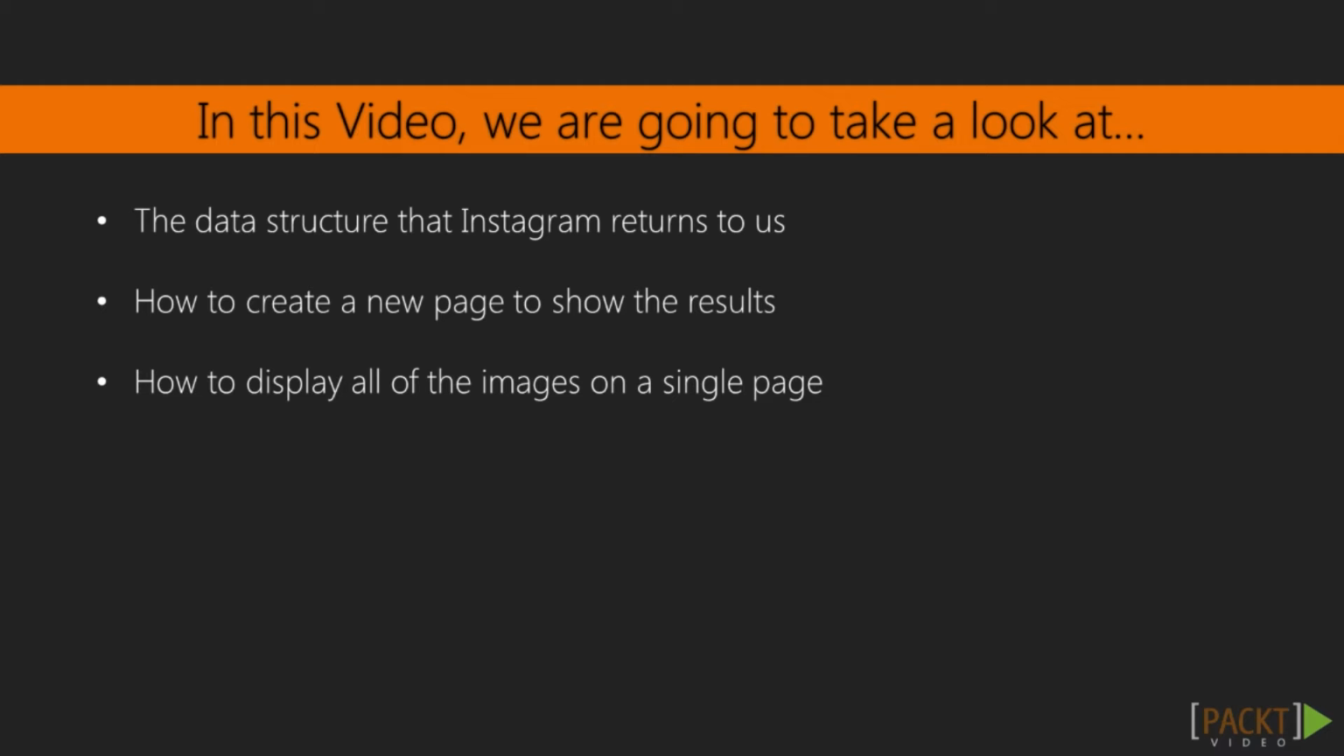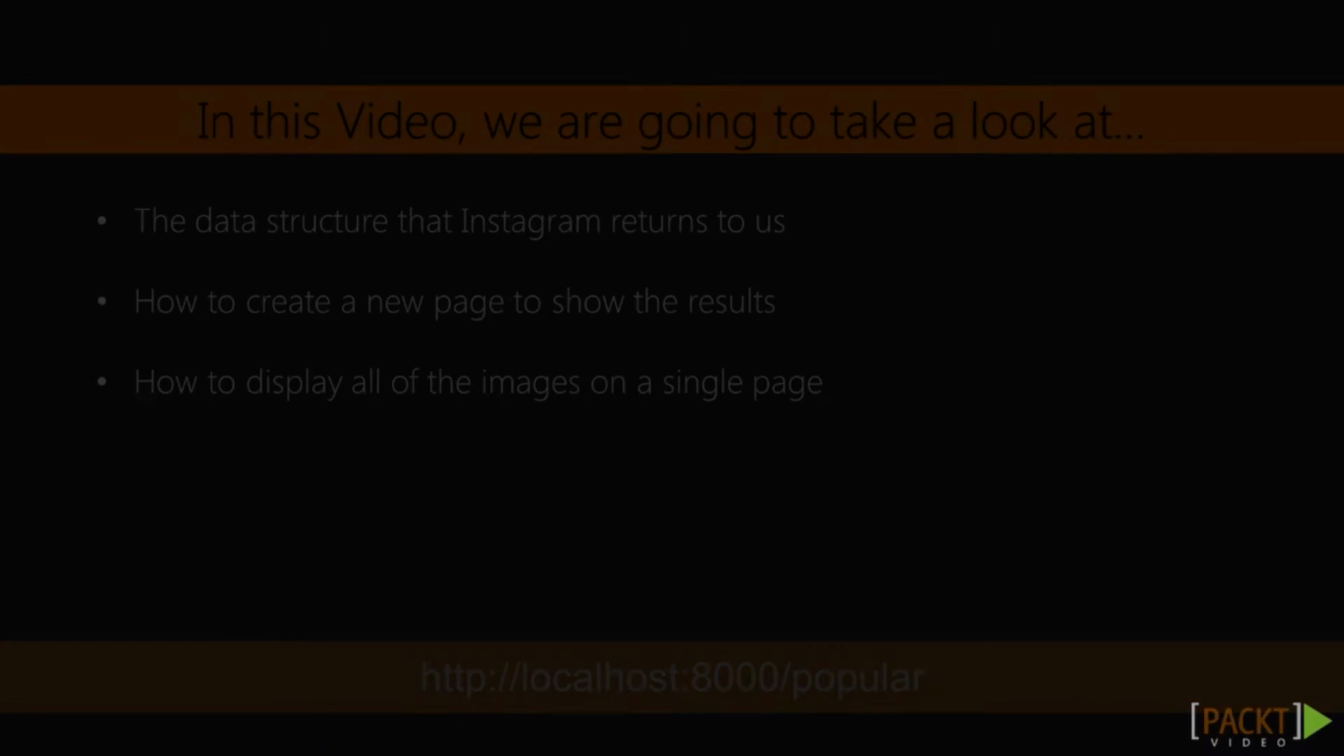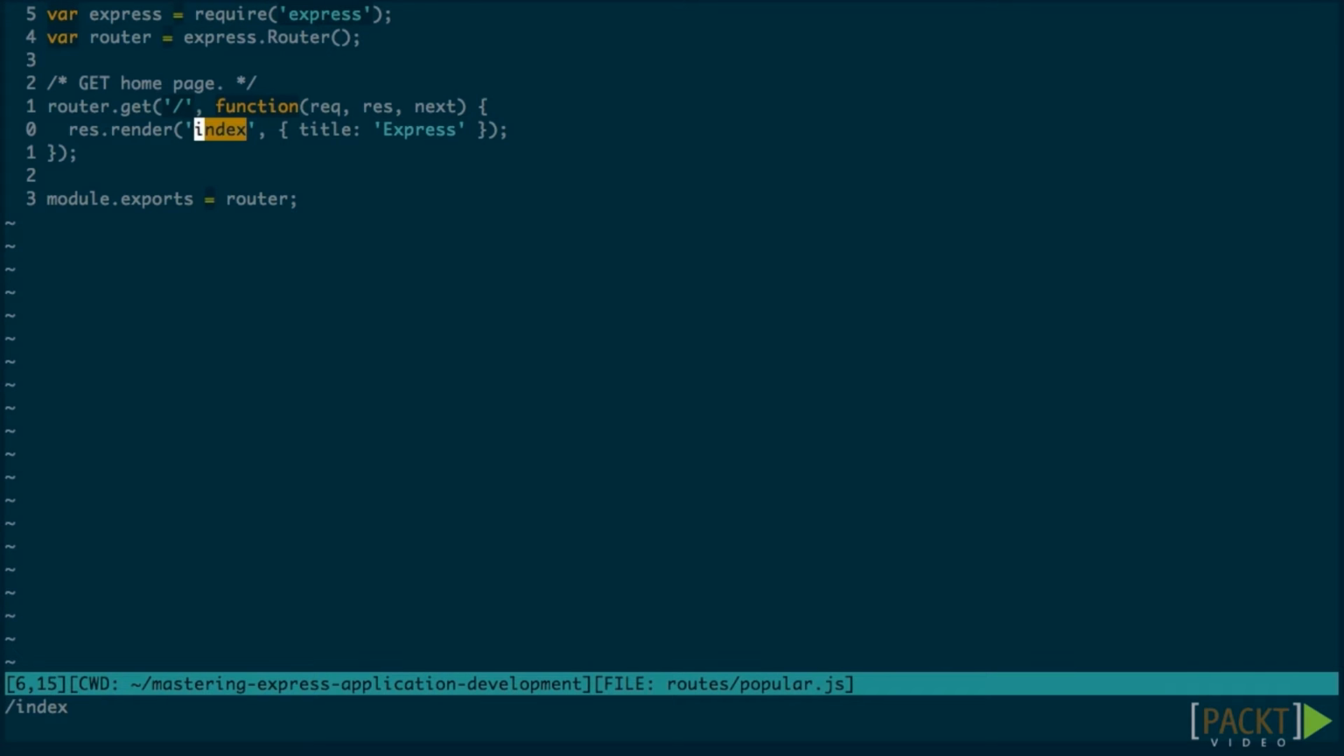Let's create a new page in our app called Popular. We'll access it by going to localhost:8000/popular. We start by creating our route. To do this, let's copy the index route and change how it behaves. Instead of rendering index.html, we want it to render popular.html.